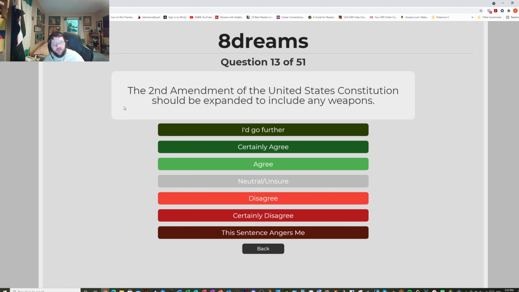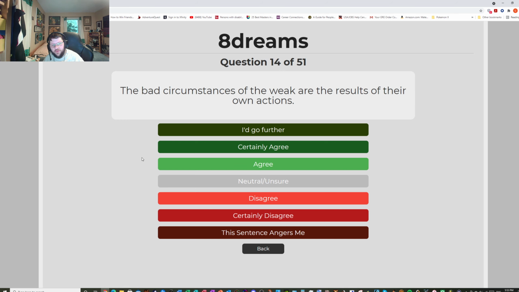The Second Amendment of the United States Constitution should be expanded to include any. Mostly, with some caveats for some things that are just really dumb. No tanks, no flamethrowers, no machine guns, anything that's already banned, probably for a very good reason, and stuff that isn't banned yet should remain that way. So mostly agree with some caveats.